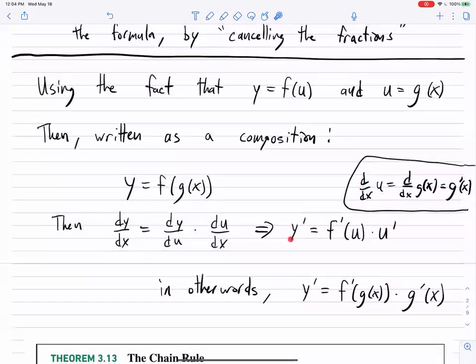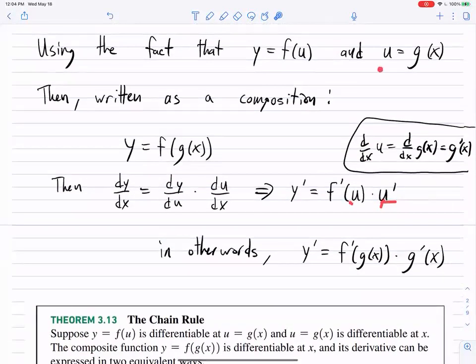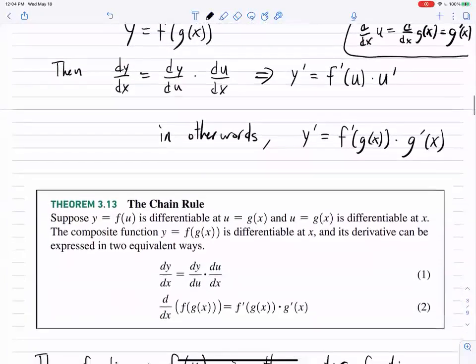But that means that y prime is equal to, well, dy du, if we take the derivative of that with respect to u, that's just f prime of u. And then du dx is just the derivative of u, which is u prime. Now replacing u and u prime with g of x and g prime of x, we get that y prime is f prime evaluated at g of x times g prime of x. And so here it is, the official chain rule.